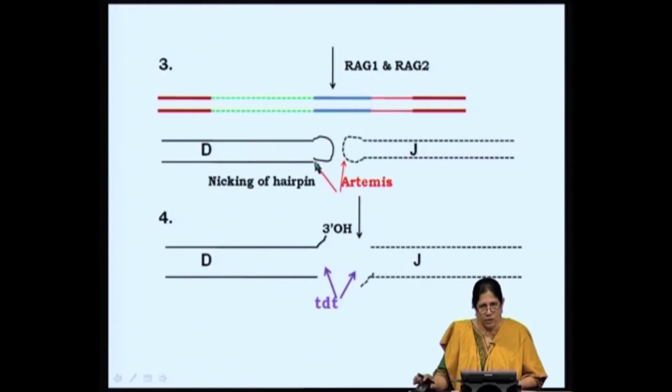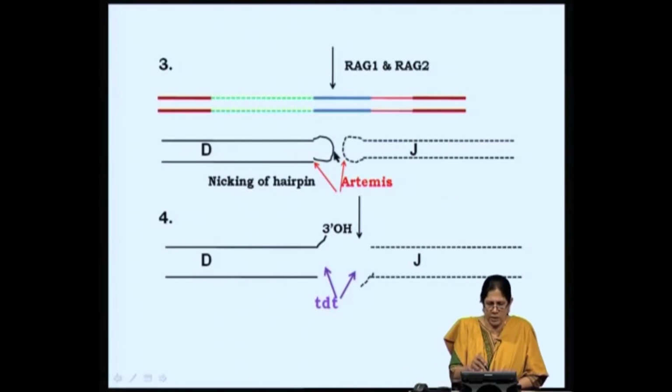Now, this hairpin structure that is formed is cleaved very specifically by an endonuclease which has been characterized rather recently, known as Artemis. This enzyme, which I said is an endonuclease, does not recognize any sequence. Interestingly, it recognizes this hairpin loop structure. The nicking takes place randomly and on both, and you have now free or cut DNA.